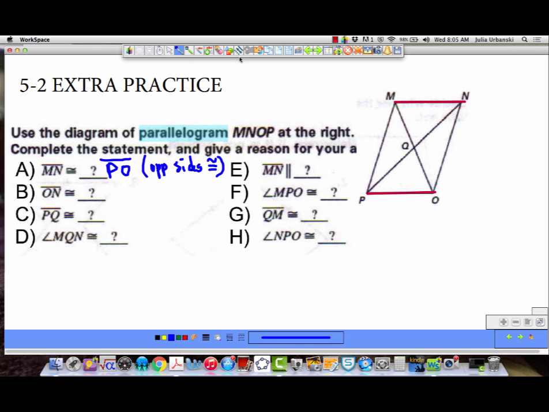ON. You got the answer already? Is that the O right there? Okay, I can't see the difference between the O and the Q. O-N, I want to do it in a different color. O-N, so it's up that way. That one is congruent to which one? P-N, because opposite sides are congruent. Let's see. Same reason, opposite sides congruent.